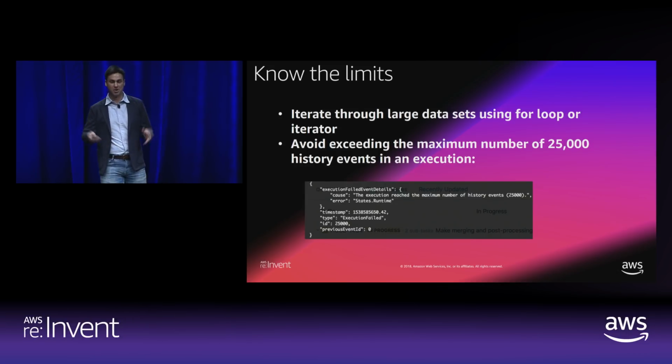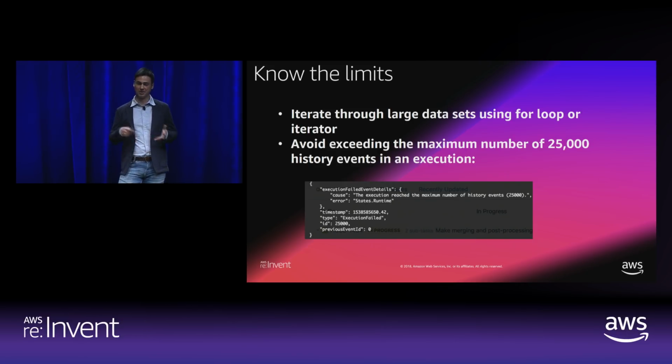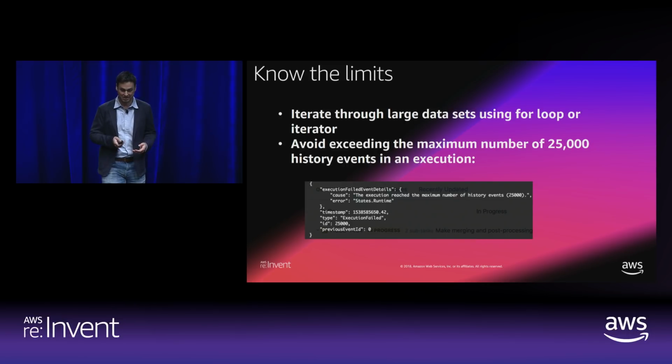And then finally, know the limits. Don't be like us and find out after you start building step functions. Use a for loop or an iterator to iterate over large data sets and avoid hitting the maximum number of 25,000 history events in an execution. I actually posted this screenshot from our CLI just to prove that we hit that on long-running executions.